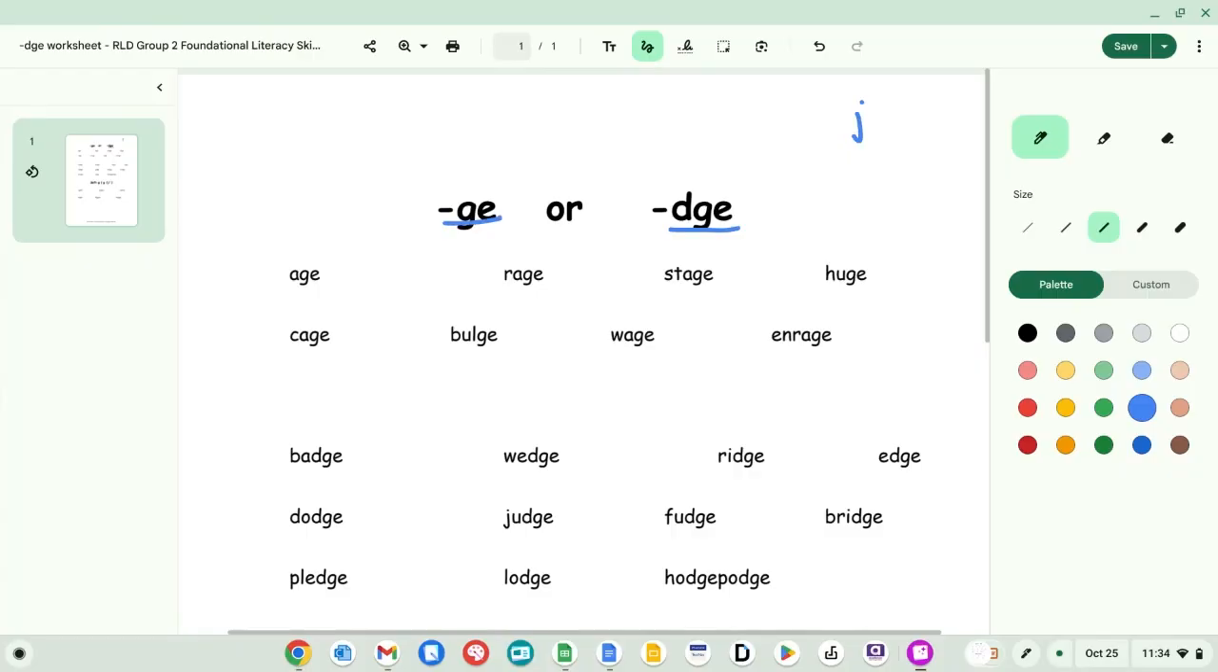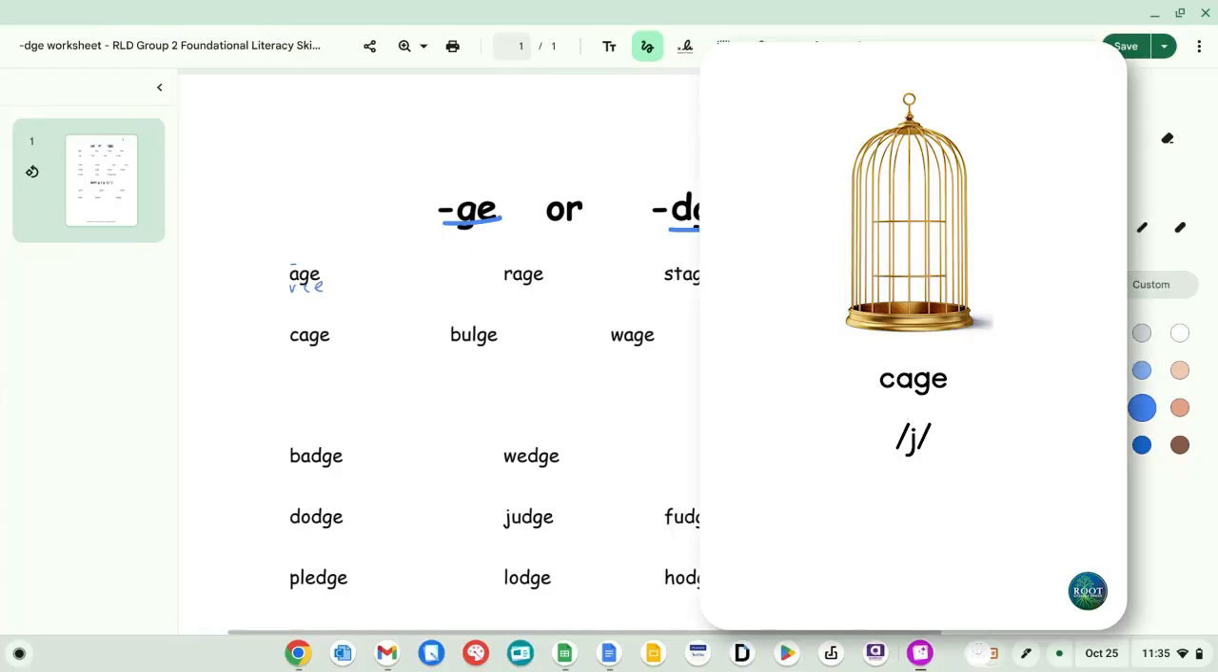The first words we are going to read are words that have a vowel, consonant, E pattern. So the A would say A. And the rule is if I see a G next to an E, the sound is J. So I would read this word as age.